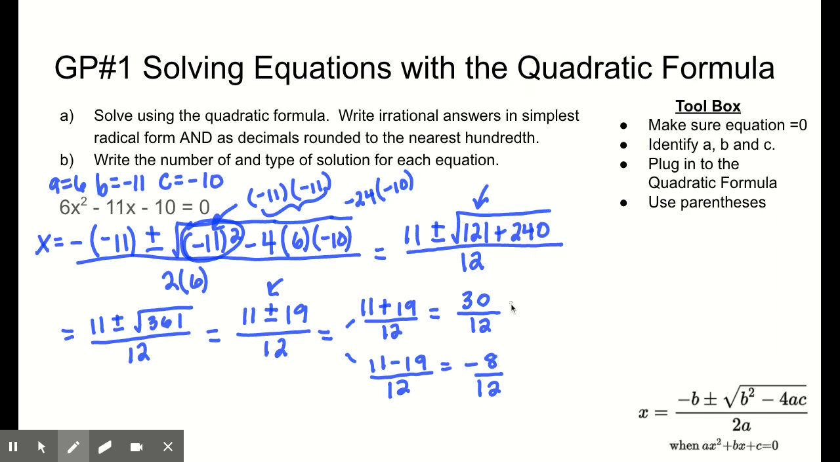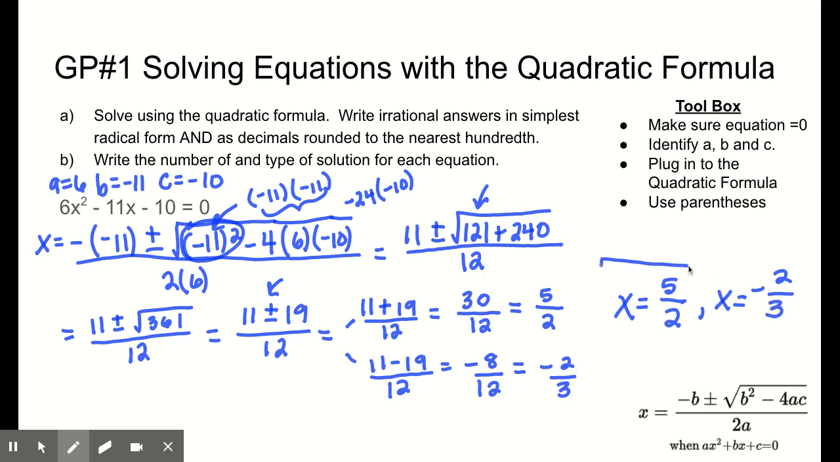And we will always simplify our fractions as much as possible. So 30 and 12 are both divisible by 6. So that's going to end up giving us 5 over 2. And -8 and 12 are both divisible by 4. And that's going to give us -2 over 3. So our solutions here, our x-intercepts, are going to be at 5 over 2 and -2/3. But we're just solving, so we don't have to write them as ordered pairs. So x is equal to 5 over 2, and x is equal to -2 over 3.